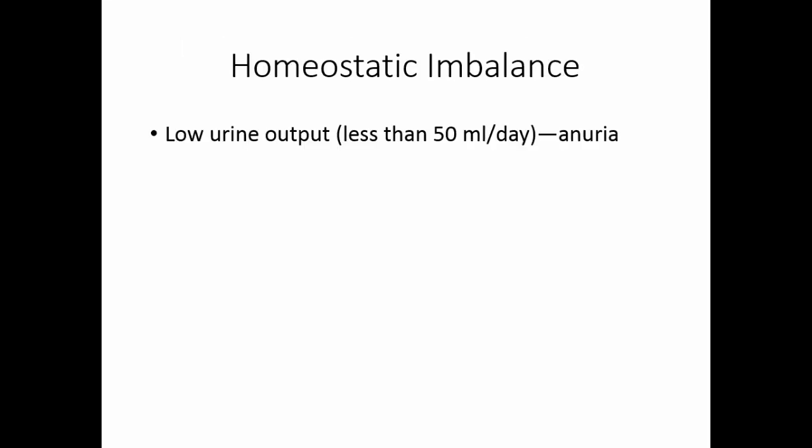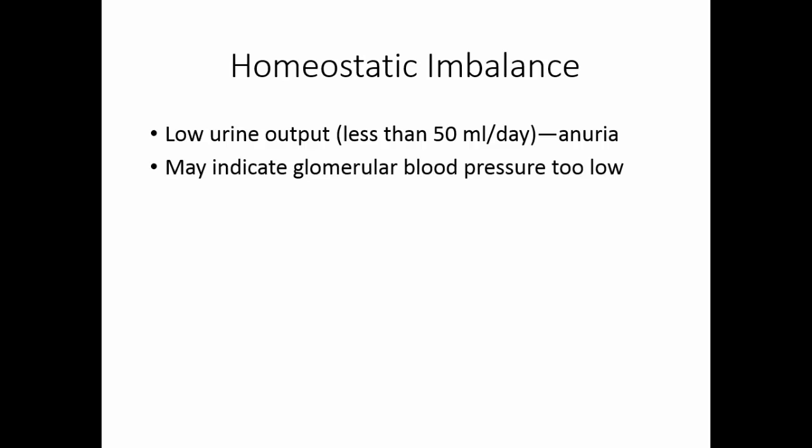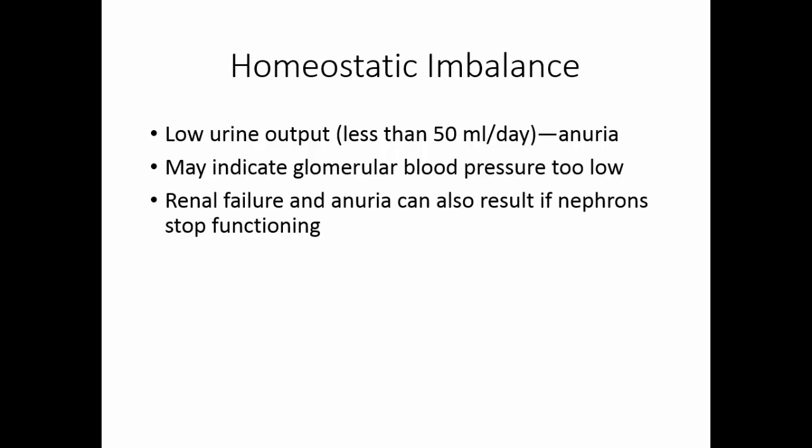When we have a low urine output, less than 50 milliliters a day, this condition is known as anuria. This may indicate that the glomerular blood pressure is too low. Renal failure and anuria can also result if the nephrons stopped functioning. Now, this can happen in acute nephritis. Acute nephritis is a sudden inflammation of the kidney. This may resolve and the nephrons go back to working properly. Transfusion reactions will cause the nephrons to stop functioning. Also, crush injuries to the kidney can cause the nephrons to stop functioning.